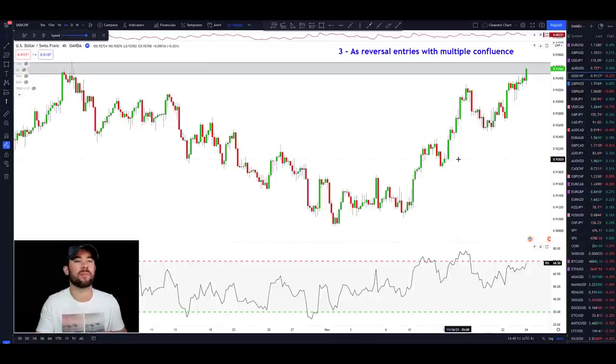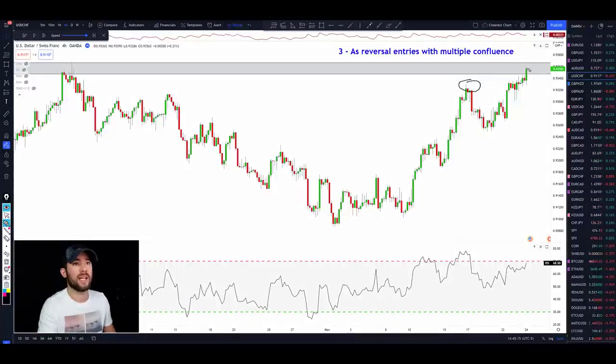Divergence is extremely simple. All that means is that price is making higher highs, as we can see right here. And the indicator you're looking at, in this case, the RSI, is making lower highs. When those two things combine, we call that RSI divergence. So we're looking for reversals using candlestick patterns at a major level of structure resistance combined with RSI divergence.